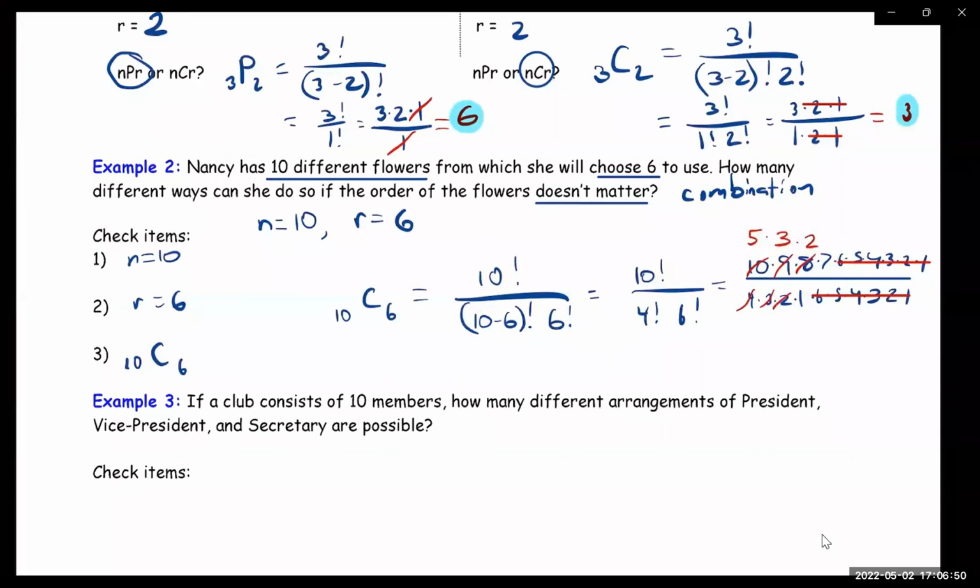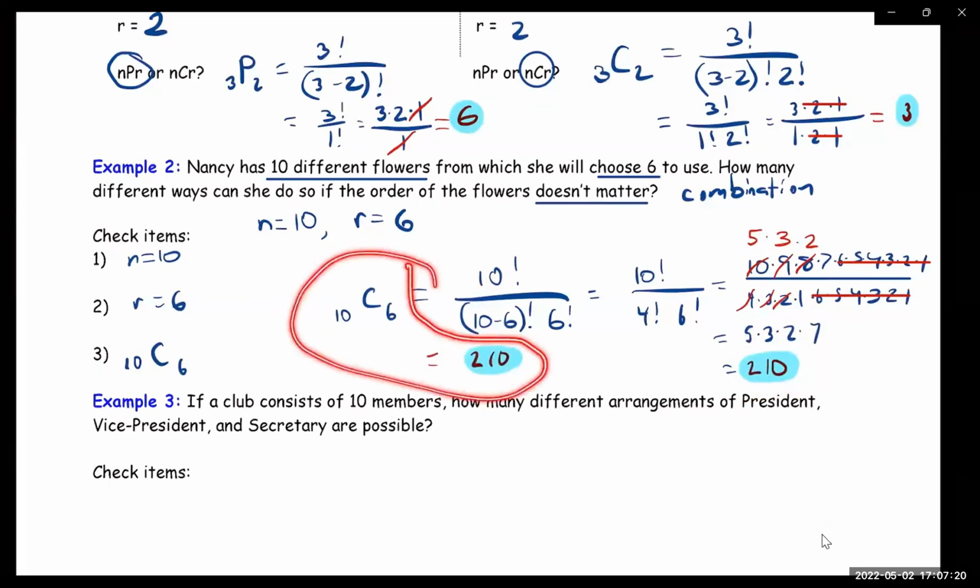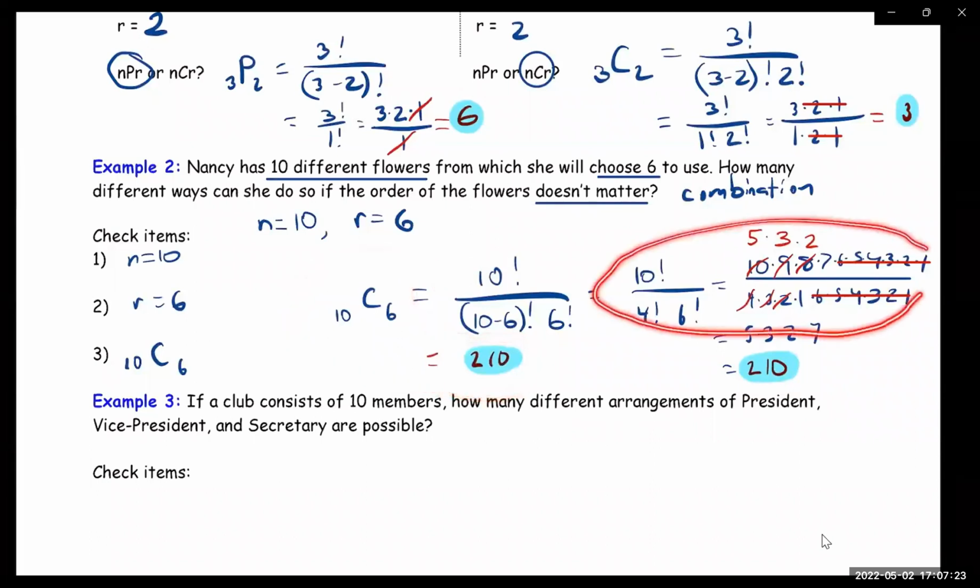So 5 times 3 times 2 times 7 is 210. You guys get the same answer as we got on the calculator? Yeah, you should. You should get 210. So as you can see, you will get the same answer. If you have a graphing calculator, I highly recommend just doing it the way we did it first. But if you don't, then you just have to get comfortable doing it by hand.